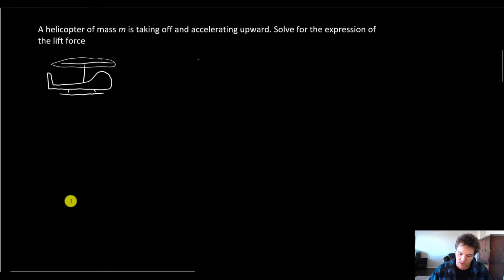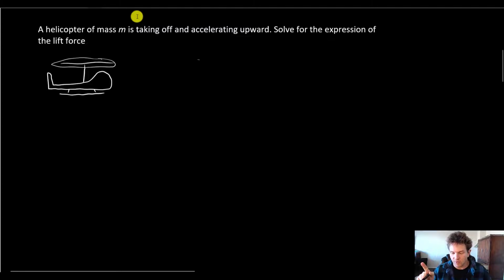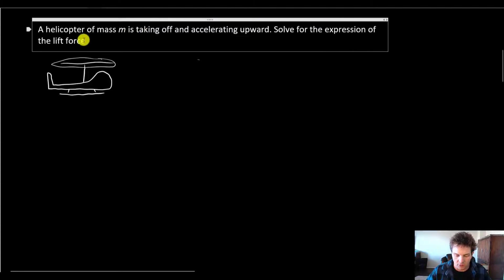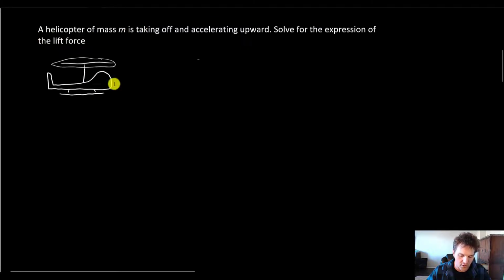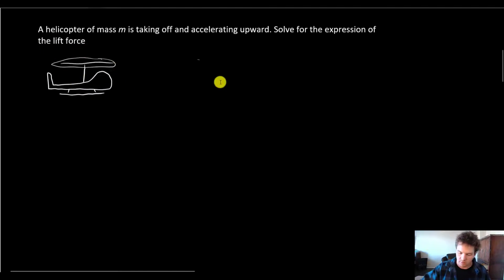Very first problem: we have a helicopter of mass m, and it's taking off and accelerating upward. We want to solve for the expression of the helicopter's lift force. Here is this wonderful drawing that has been provided by a world-renowned artist. Just like before, we want to set up our free body diagram to be able to look at the forces and everything going on.